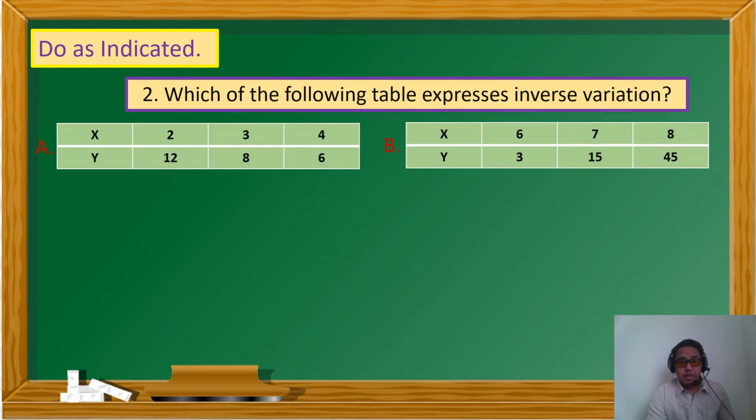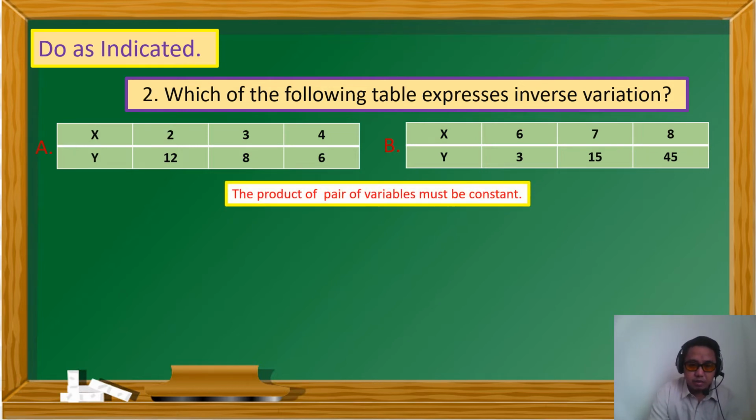Of course, there is a constant, right? We are looking for a constant. So let's try y varies inversely as x. It should be k is equal to the product of the two variables. So just get the product of the two variables. If the products of the pairs of variables are equal, then we can say that the table is in inverse variation. So in A, the product of each pair of variables must be constant.